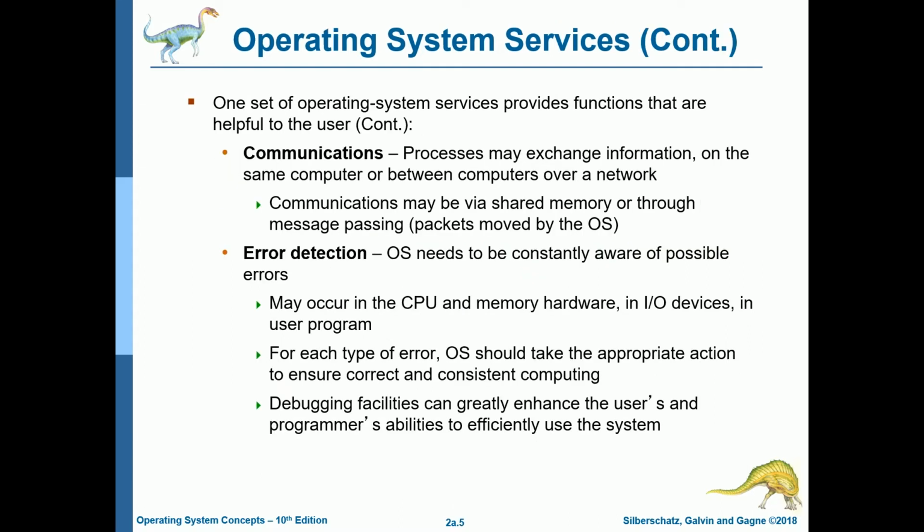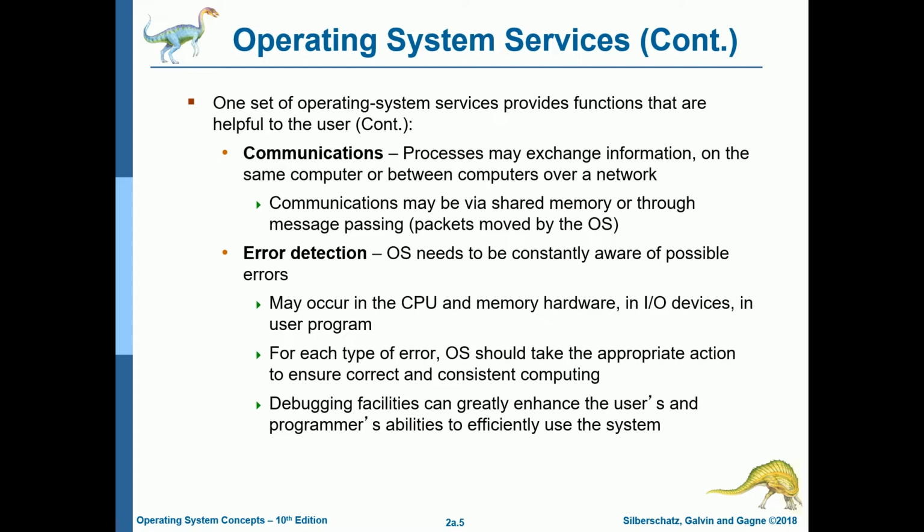Some other services from the user perspective are communication. Now, there are a lot of circumstances in which one process may need to exchange information with another process. Communications happen between processes that are executing on the same computer, or between processes that are executing on different computer systems that are tied together by a network. Communications can be implemented via shared memory or via another technique called message passing.